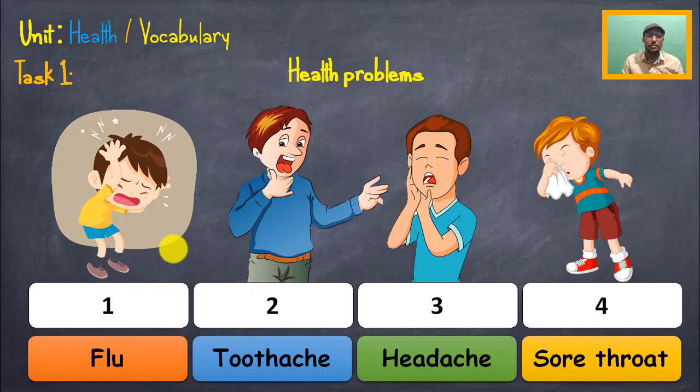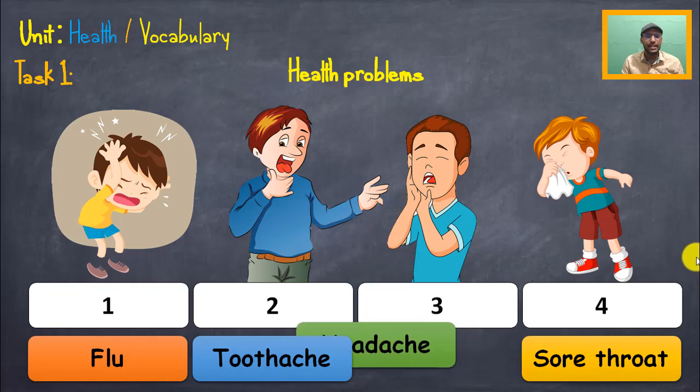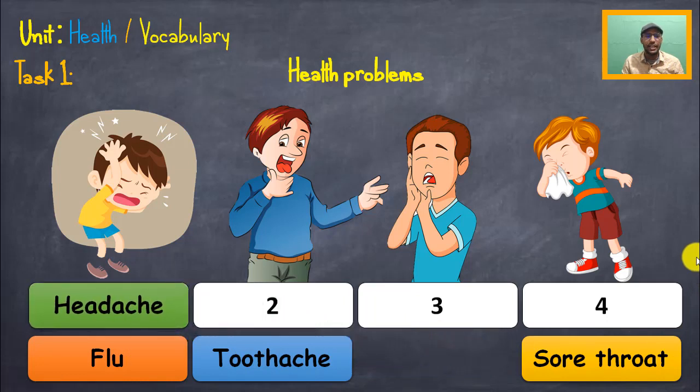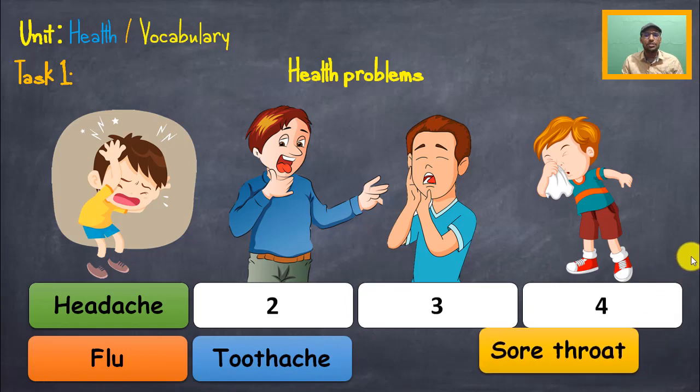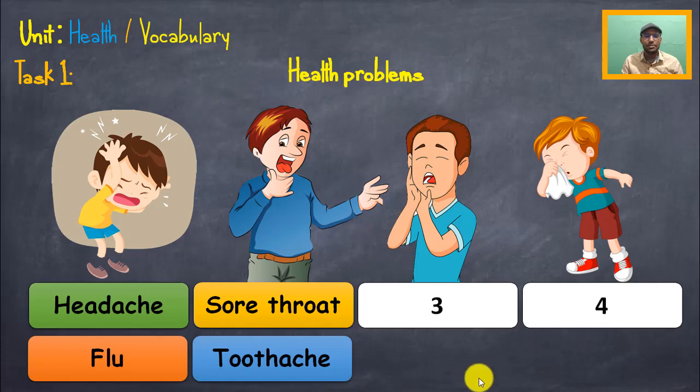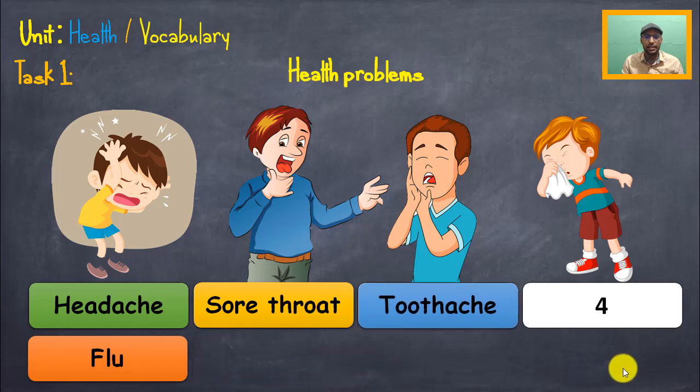Let's start with the picture number one. What do you think it is about? Is it flu, toothache, headache, or sore throat? Great, this is a headache. Number two. Is it flu, toothache, or sore throat? Very nice. Great. That's sore throat. Number three. Is it flu or toothache? Very good. Great. This is toothache. And the last one, number four, is, of course, flu.